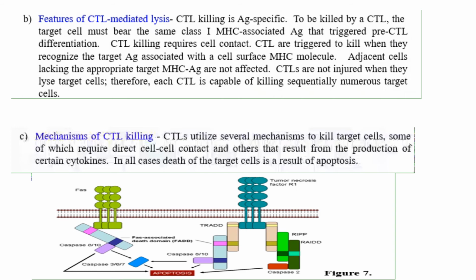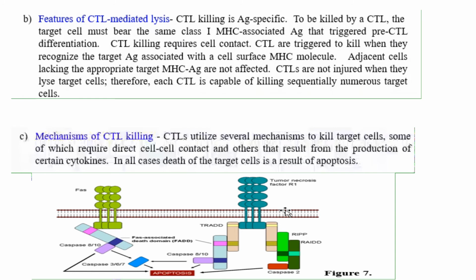Once activated, the cytotoxic T lymphocytes express Fas ligand on their surface, which binds to the Fas receptor on the target cells. In addition, tumor necrosis factor alpha secreted by the cytotoxic T lymphocyte can bind to the tumor necrosis factor receptor on the target cells. So we have both the Fas ligand and tumor necrosis factor alpha binding, which then mediate killing of these types of cells.